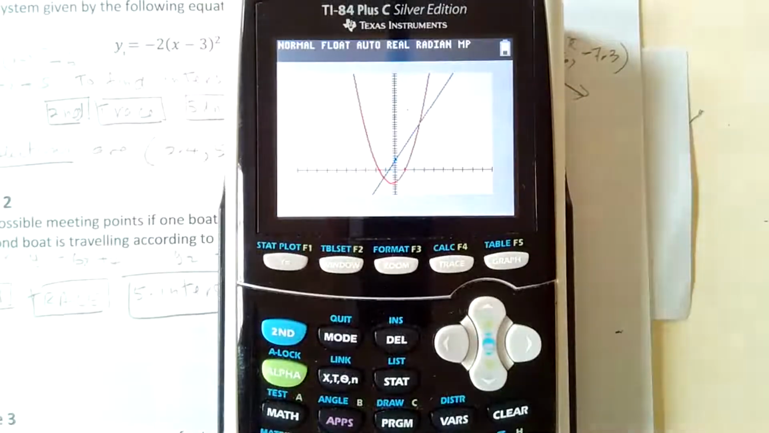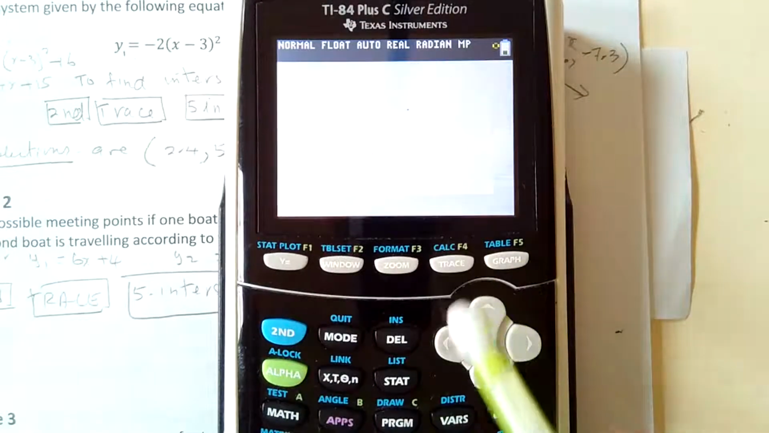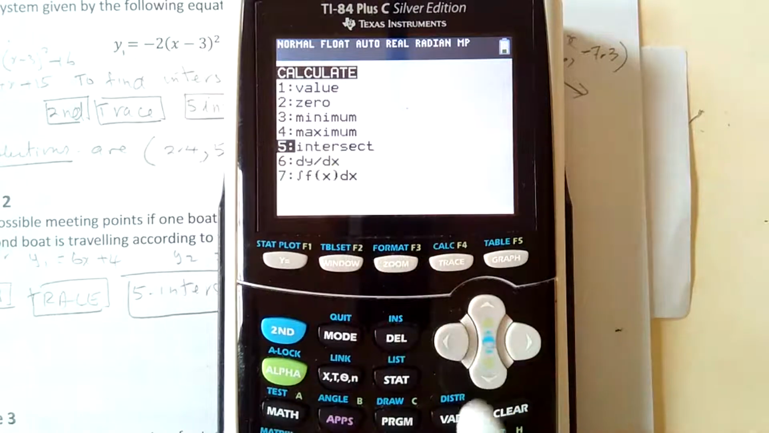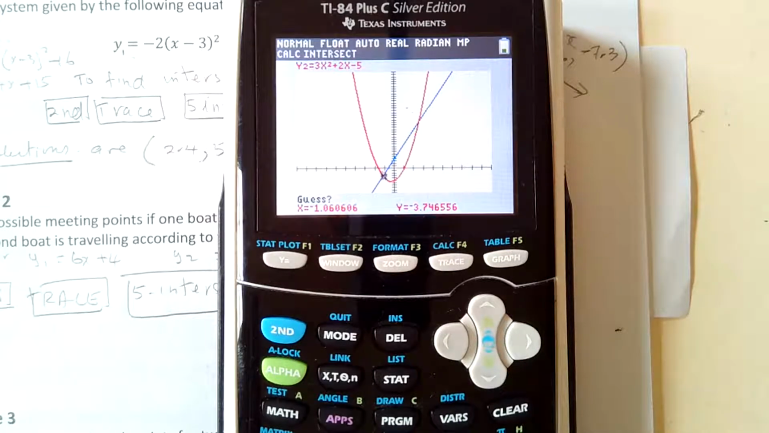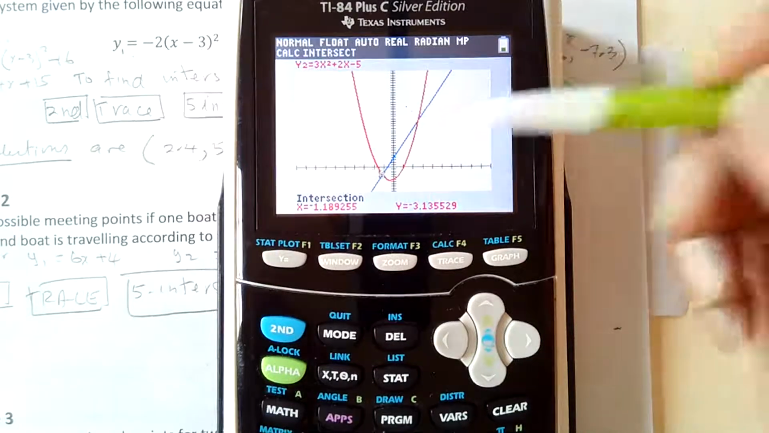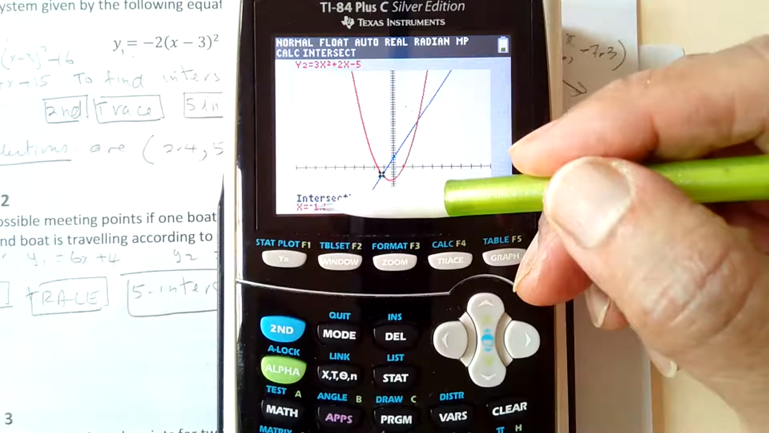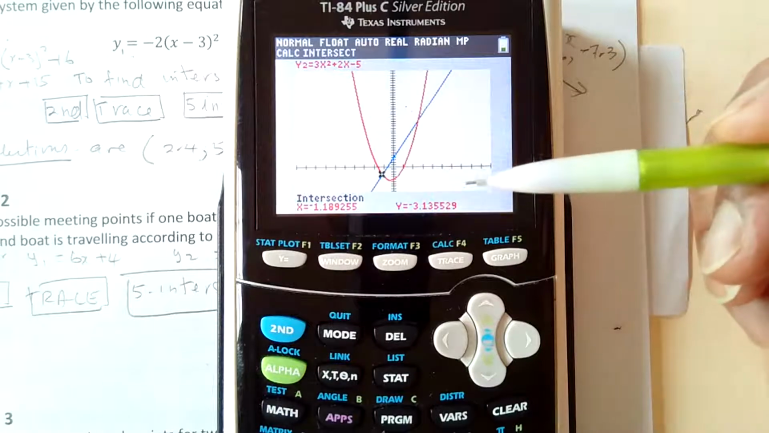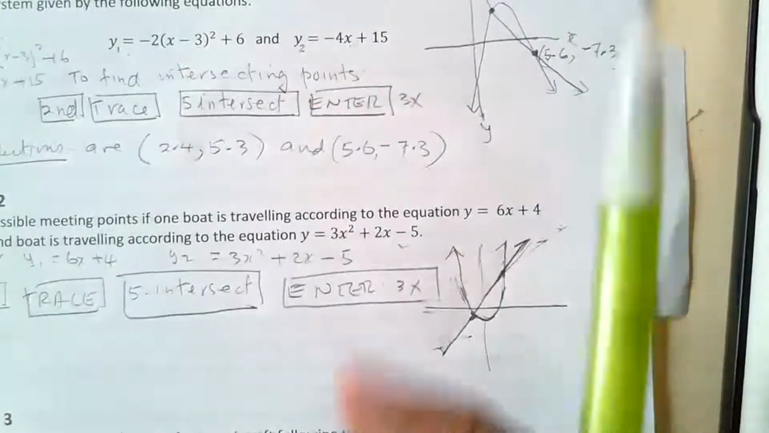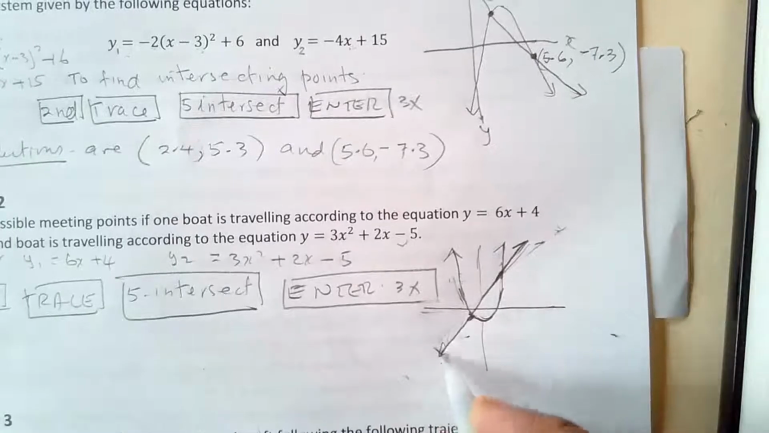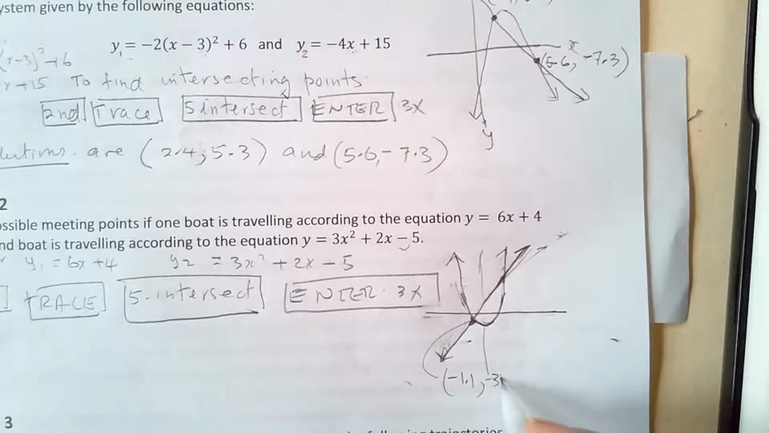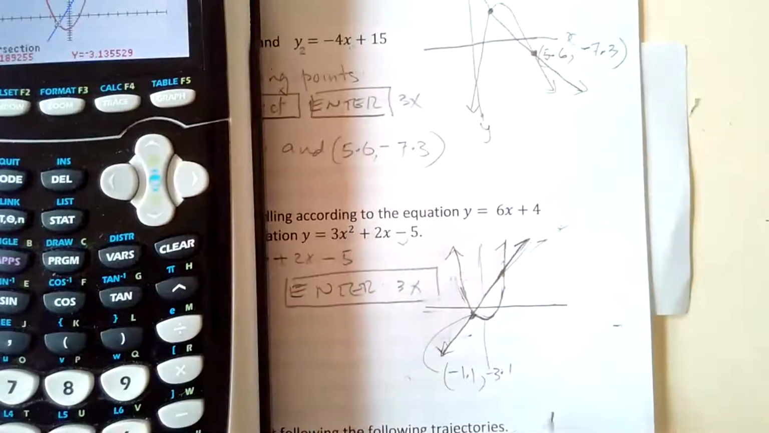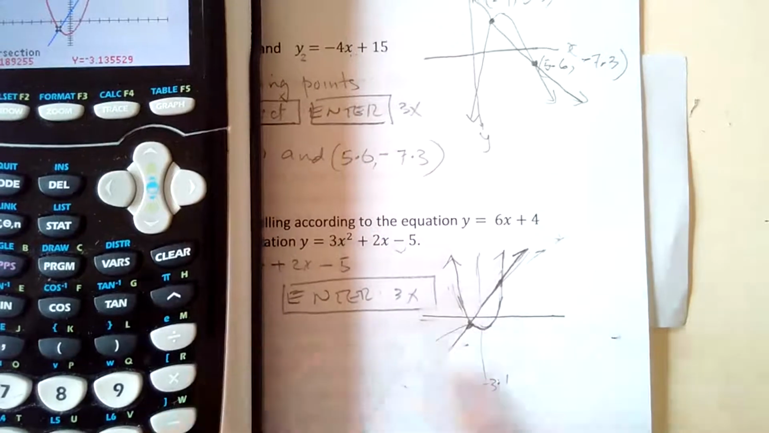So it would be second trace, number 5, intersect. And I'll move my cursor over. Press enter 3 times. And it meets at this first point, negative 1.1 and negative 3.1. So this point here, negative 1.1, negative 3.1. So that's the first intersecting point.